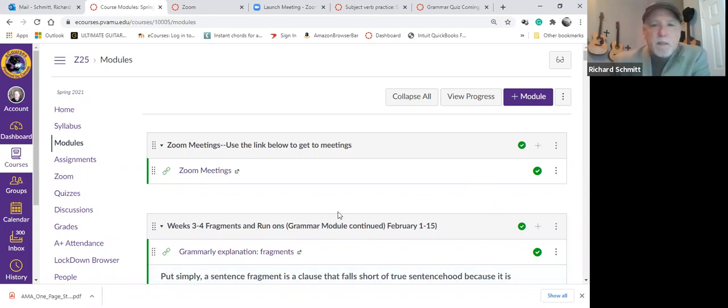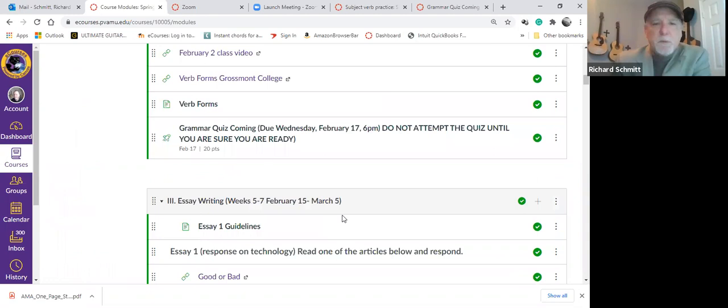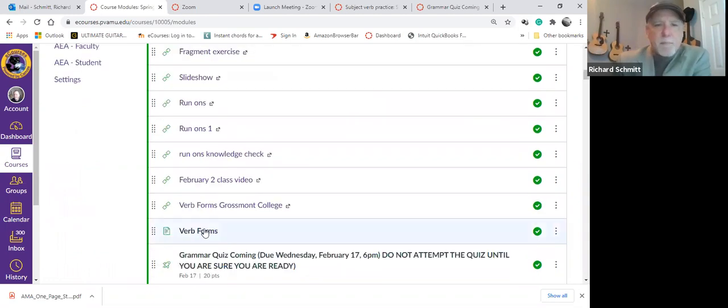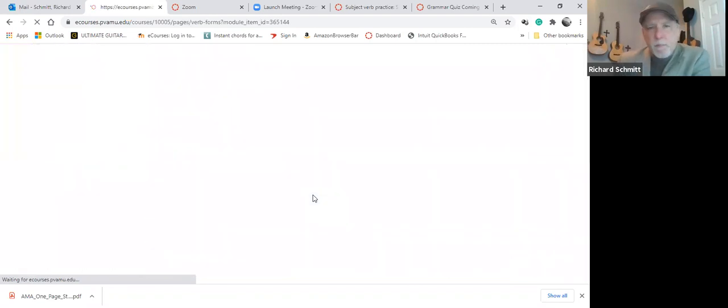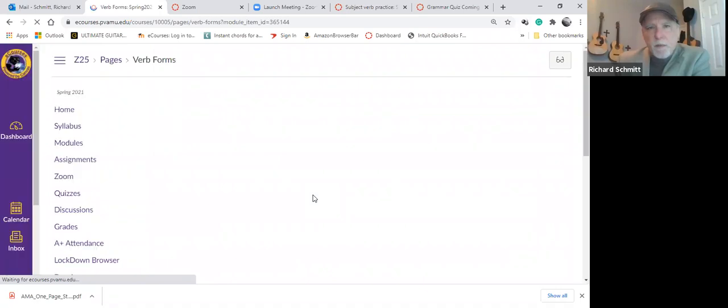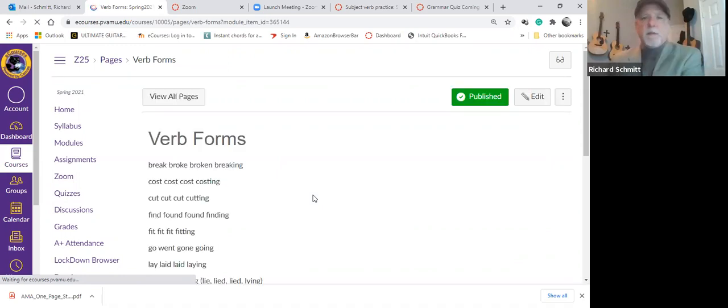So if we look down, I'm scrolling down to my verb forms right here. If we click on that, that's my list of the verb forms. Taken from, I'll show you the other link, but it's not actually taken from, but it's parallel to, it's similar to the link that I'll show you.